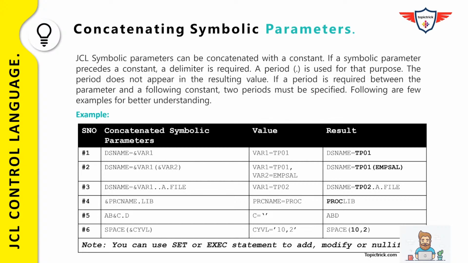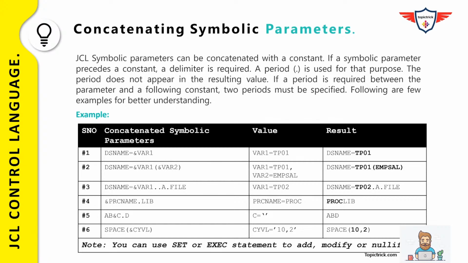Similarly, in example 3, we'll try to construct the dataset name with the help of a symbolic parameter. So again, you have a DSN name followed by an equal sign, and after that you have %var1, which is a symbolic parameter. Then you have period dot a dot file. I've passed the symbolic parameter value as tp02. So my output would be DSN name equals tp02.a.file. This is how you can construct the dataset name with the help of symbolic parameters.